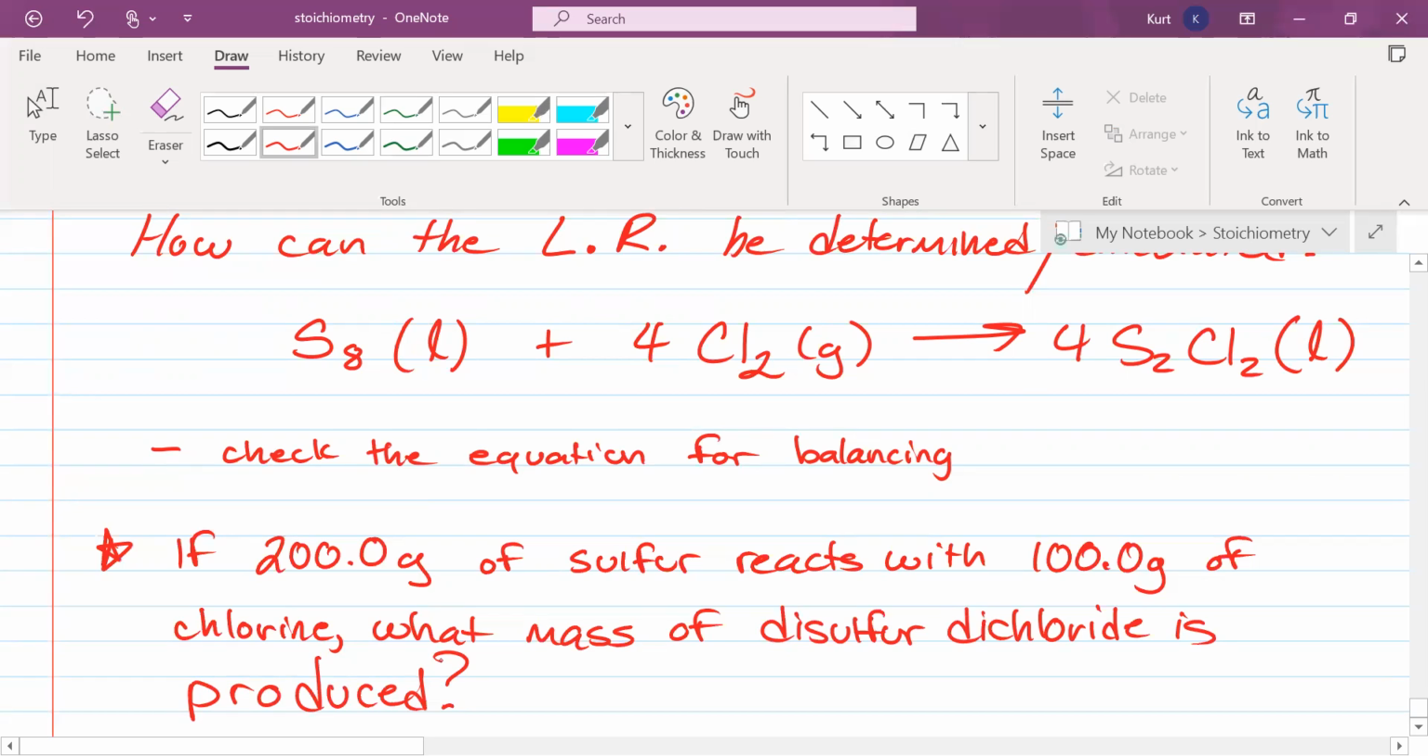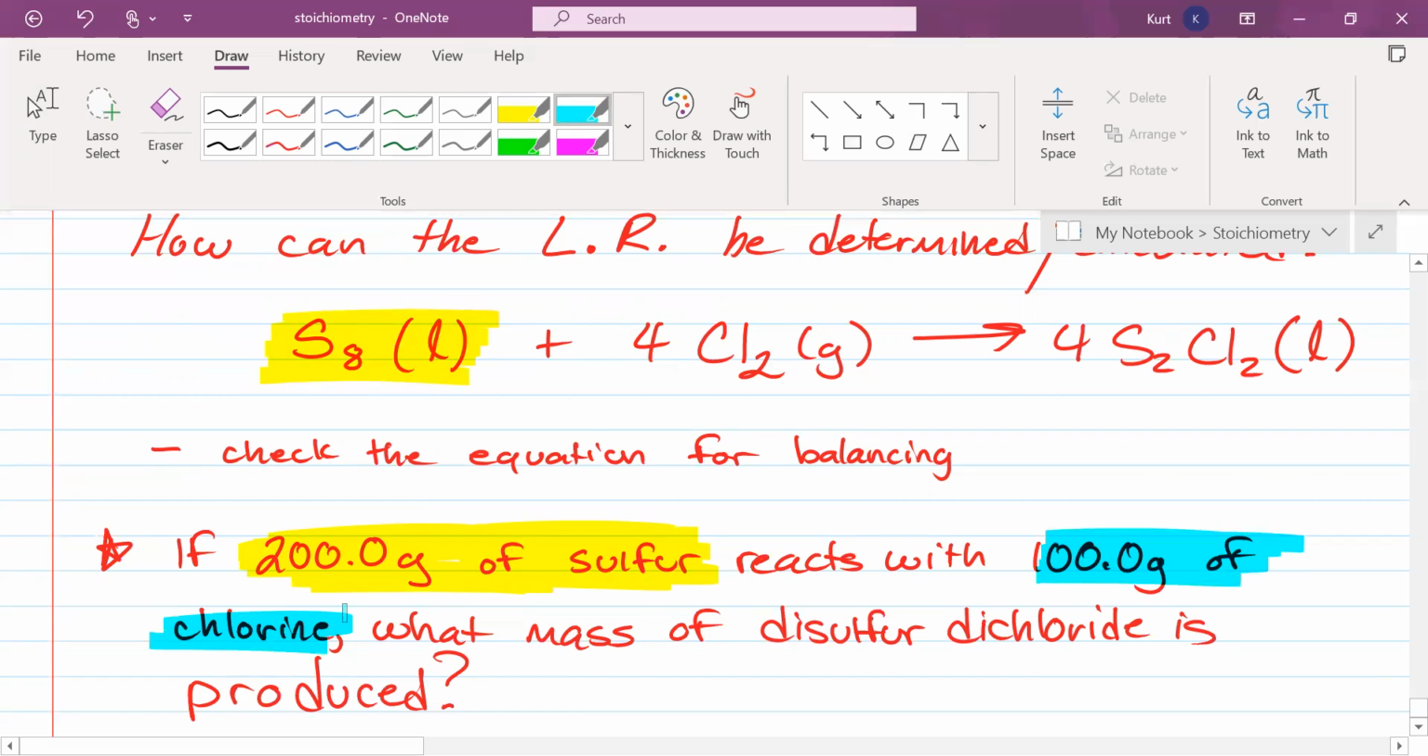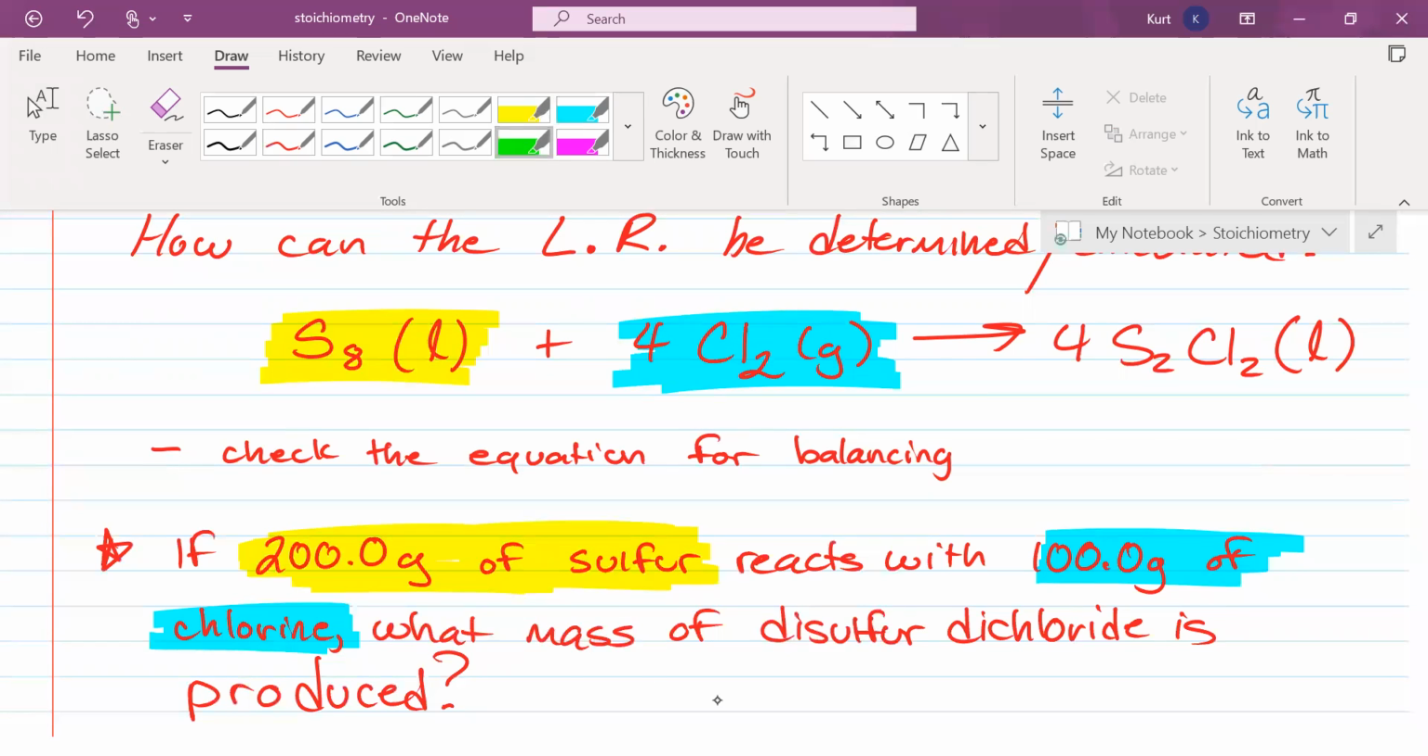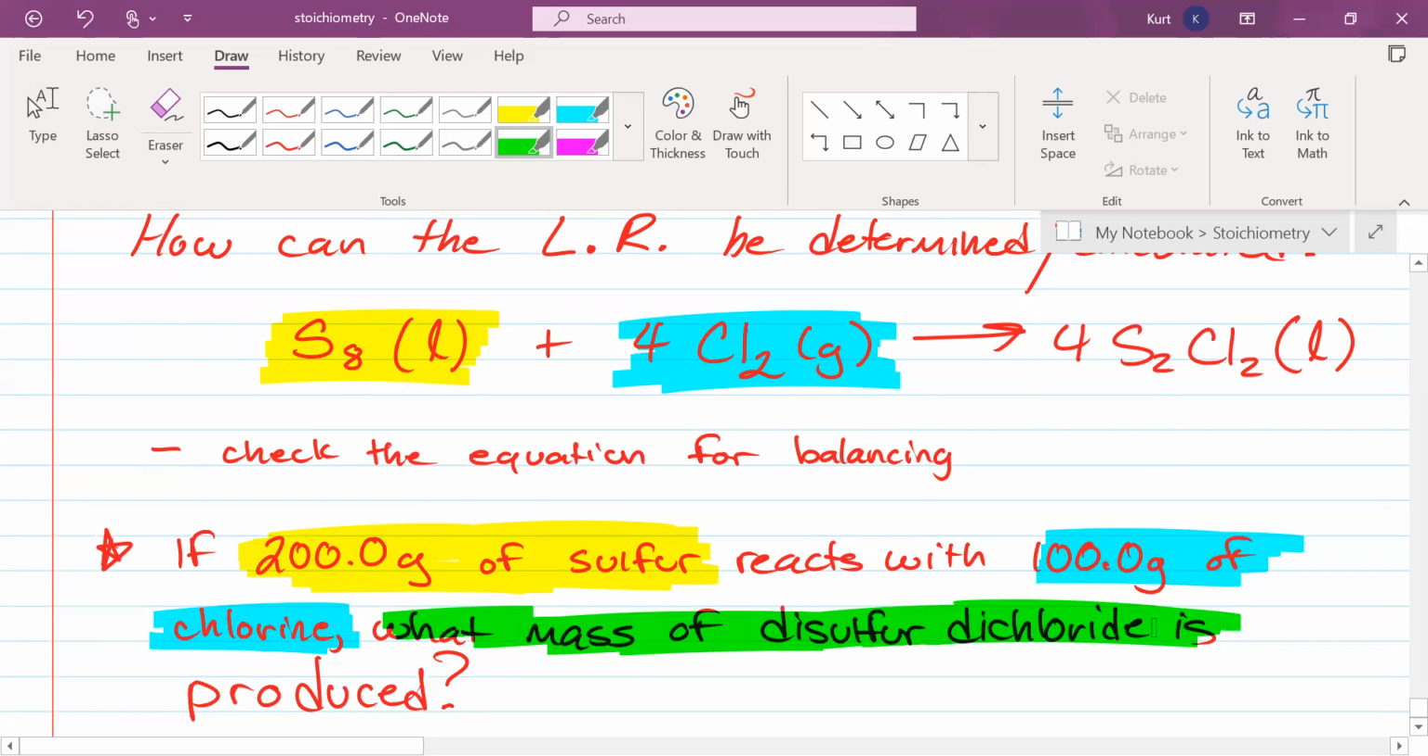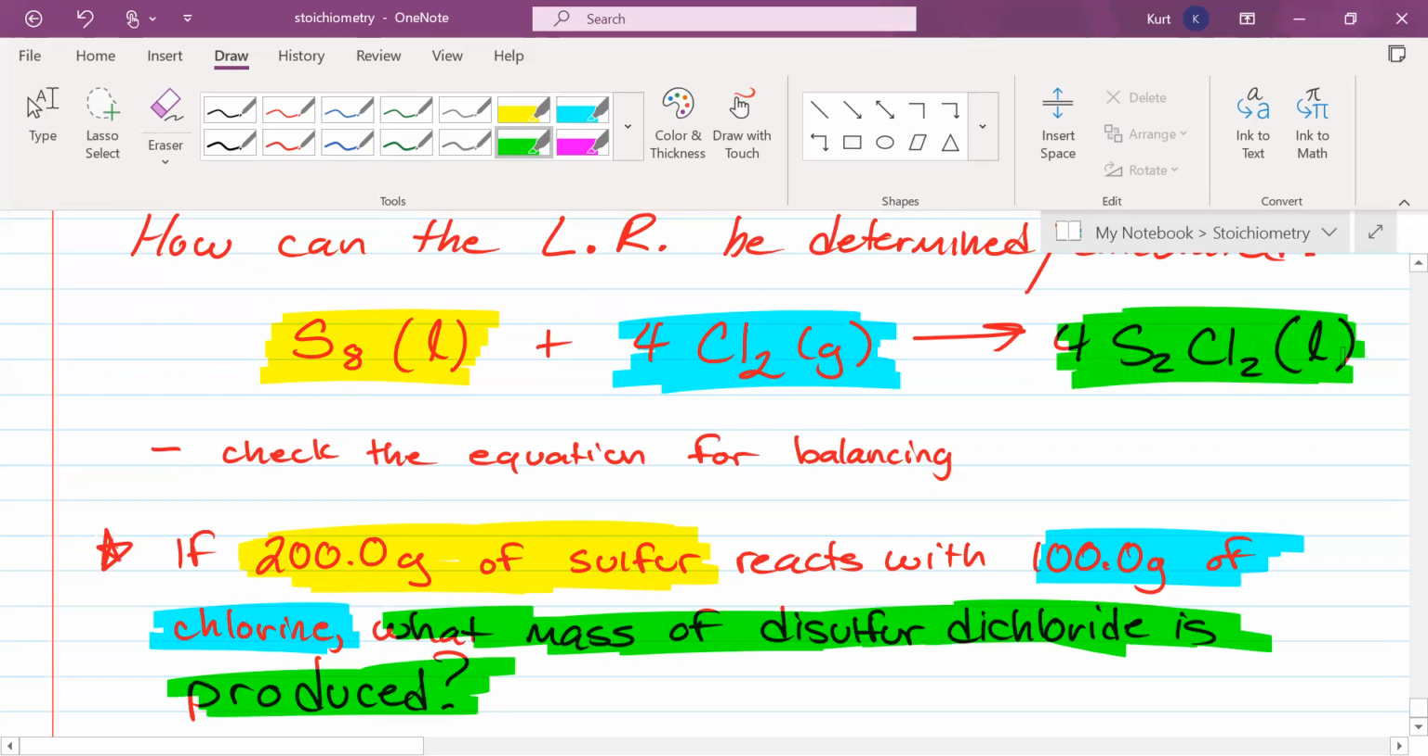So we're all clear. Remember, I'm taking you through the training wheel session. This is one of your reactants, and this is your other reactant. Your question is, what mass of disulfur dichloride is produced? And that's that final substance.